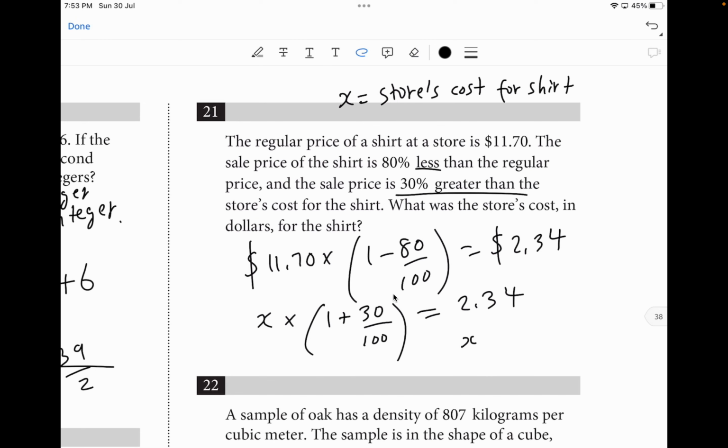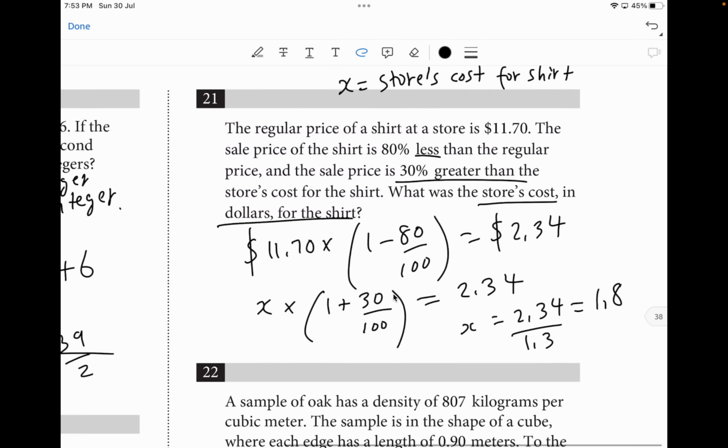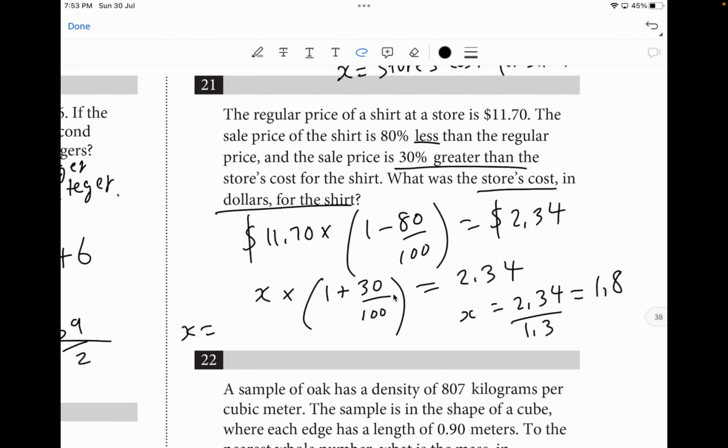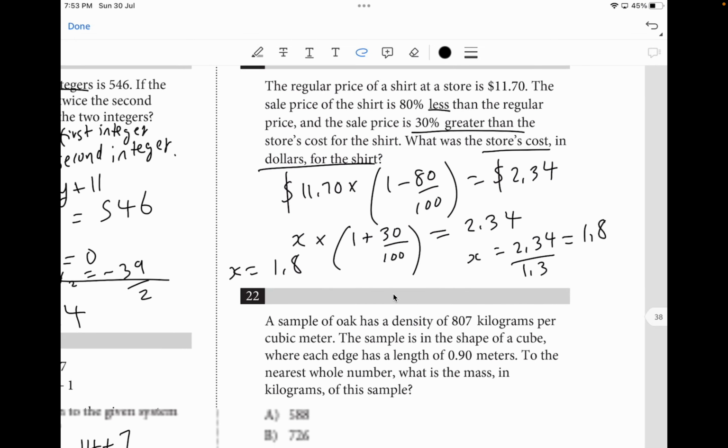So X is equivalent to 2.34 divided by 1.3, which, if you calculate it, should give you a value of roughly 1.8. So this is the store's cost in dollars for the shirt. X is equivalent to $1.8. You just put the value. So the correct answer here is 1.8 for question number 21.